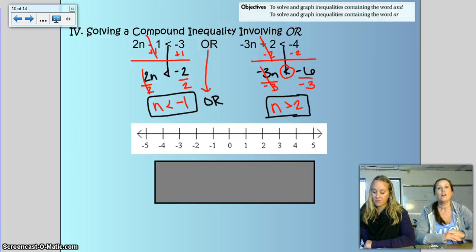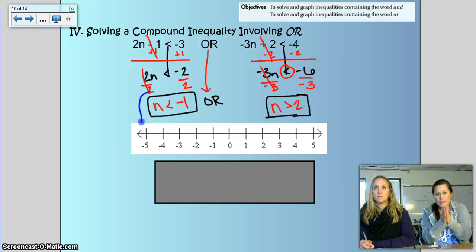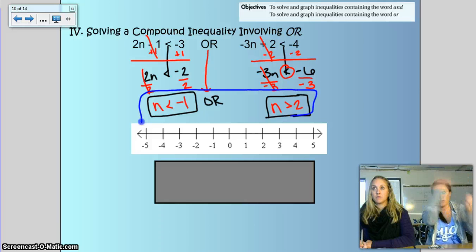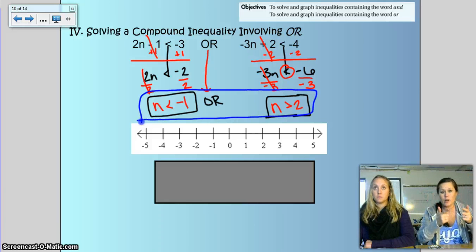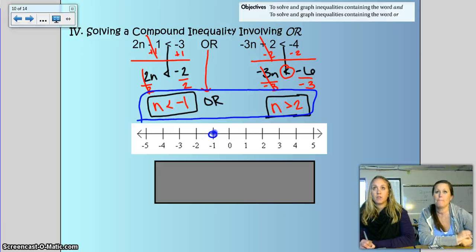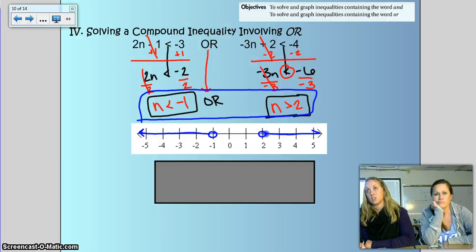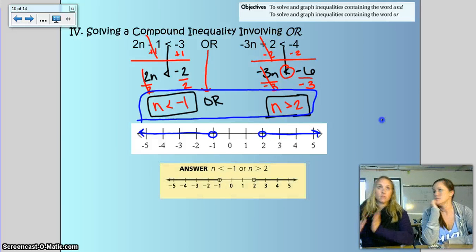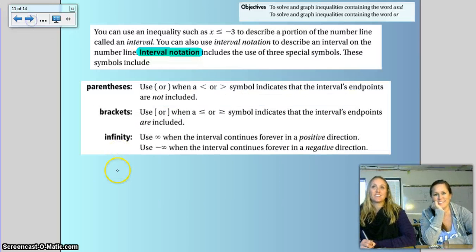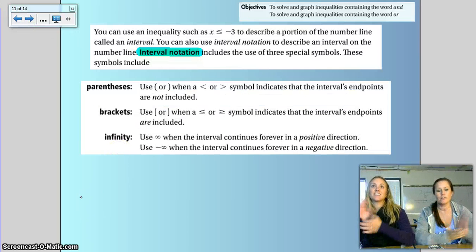Okay, so now with an "or," you can't combine them together, so that's your whole answer there. Slap it on a graph and color the opposite direction. So open at -1. N is less than, so I shade over in this direction. Over here, 2, open, and I shade to the right.